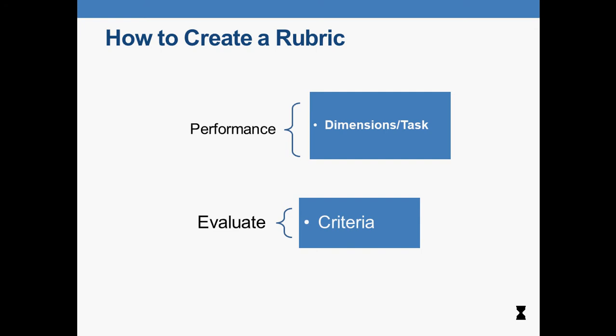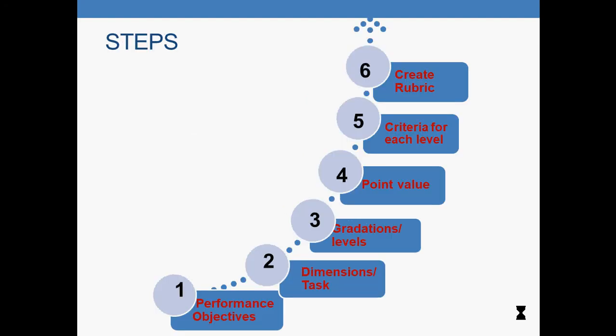Let us create a rubric for the story that we have written. What are the requirements? First is identifying the dimensions or tasks that needs to be assessed in a story writing, which we call performance. Second, we need to know the criteria on the basis of which we are going to evaluate. Keeping these two aspects in mind, there are 6 steps of creating a rubric.